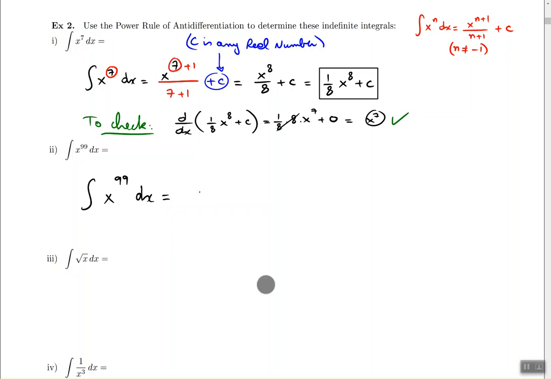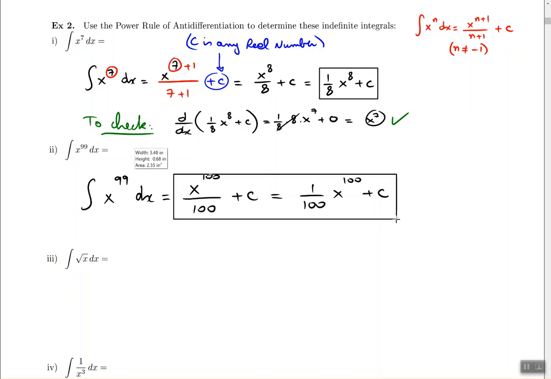Okay, so if you paused, then you tried it. So here's what it's going to look like. First, we're going to add 1 to the 99, so it's going to be 100. And we're going to divide by the same exact number, and we're going to put a plus c. Another way of writing this is to write down 1 over 100, x to the power of 100 plus c. So it doesn't matter how you write it down, really, they're both the same thing, okay? And so you can pick whichever one is your favorite one and write it down. And again, keep in mind that c is a real number.